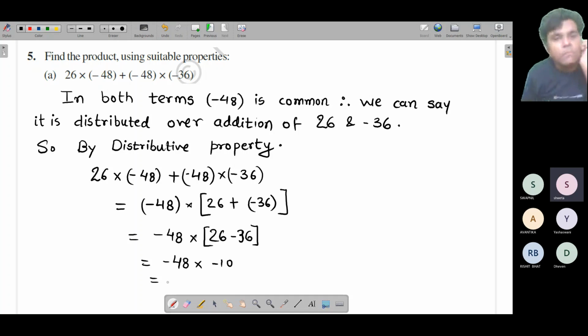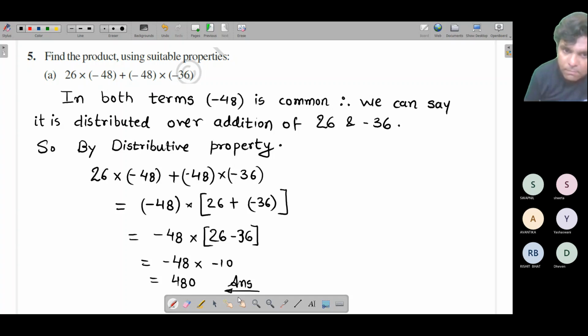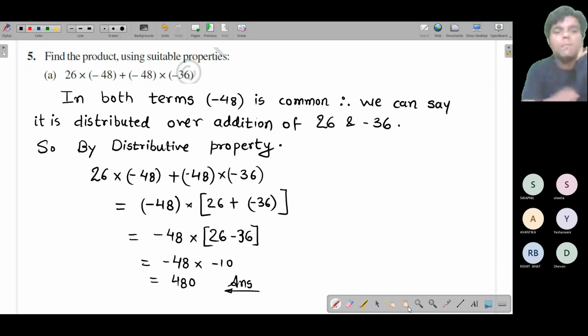Then it will be minus 10. Sir, the answer will be minus 480, or plus 480, because there is a negative sign with 48, a negative sign with minus 10, and minus minus becomes plus.